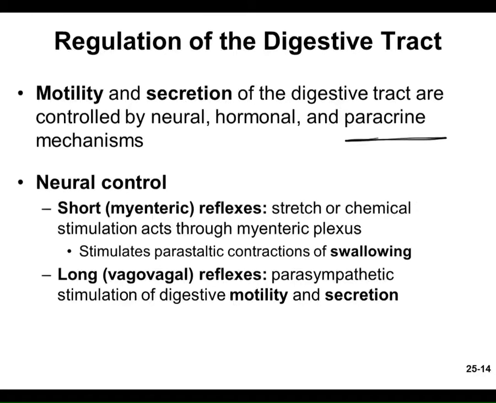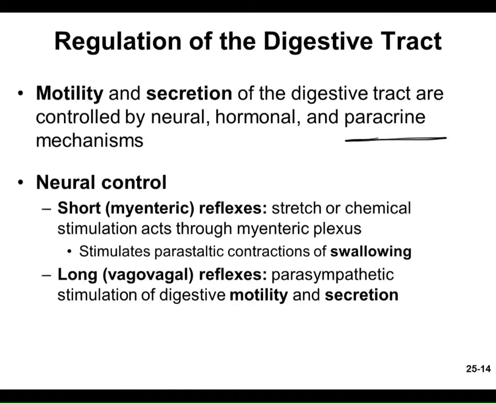Neural, right? Nervous system, hormonal, endocrine. What does paracrine mean? Para means next to. So this is local control, if you will. So maybe cells from the liver are influencing the stomach in a very local neighborhood kind of way.